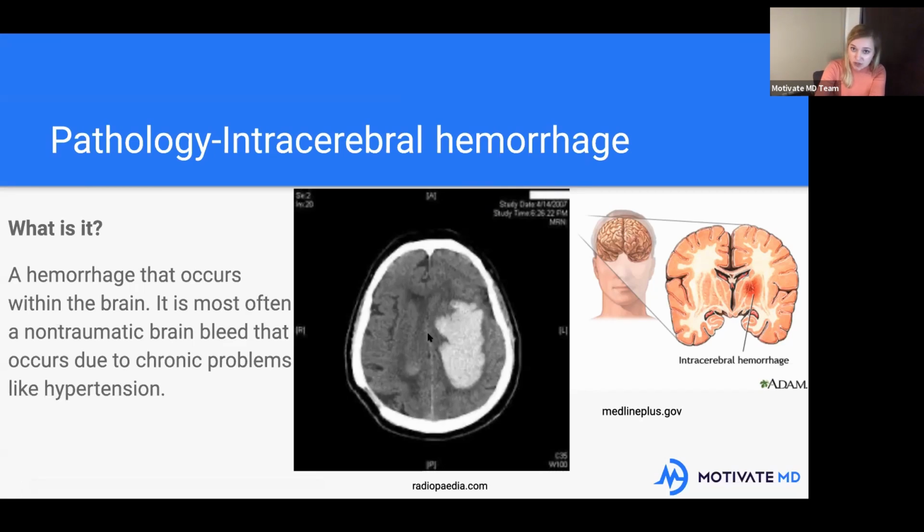Another kind of patient that is prone to an intracerebral hemorrhage would be a patient who has an AVM. Does anybody know what AVM stands for? I do not expect you guys to know, but you've just impressed me so much.